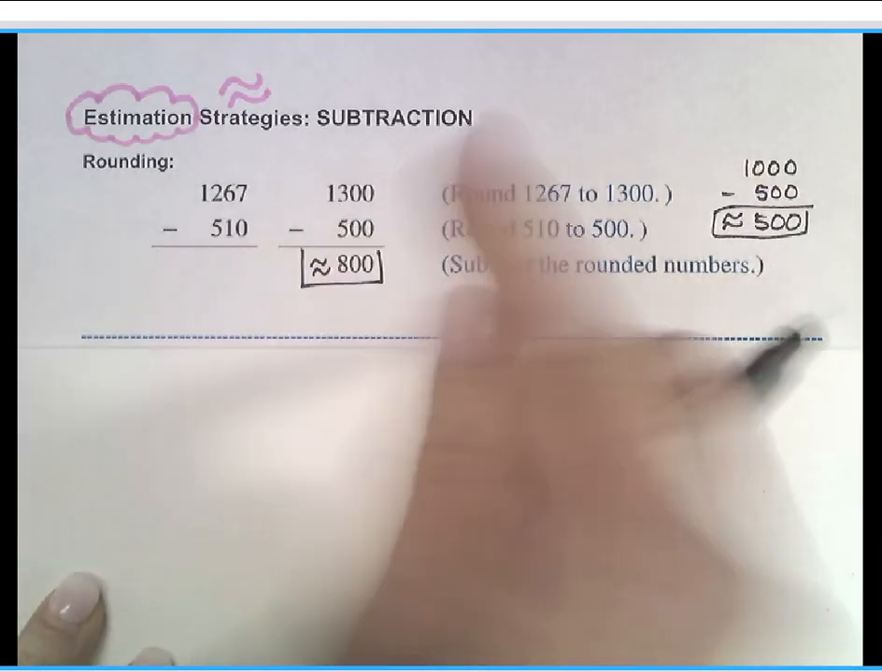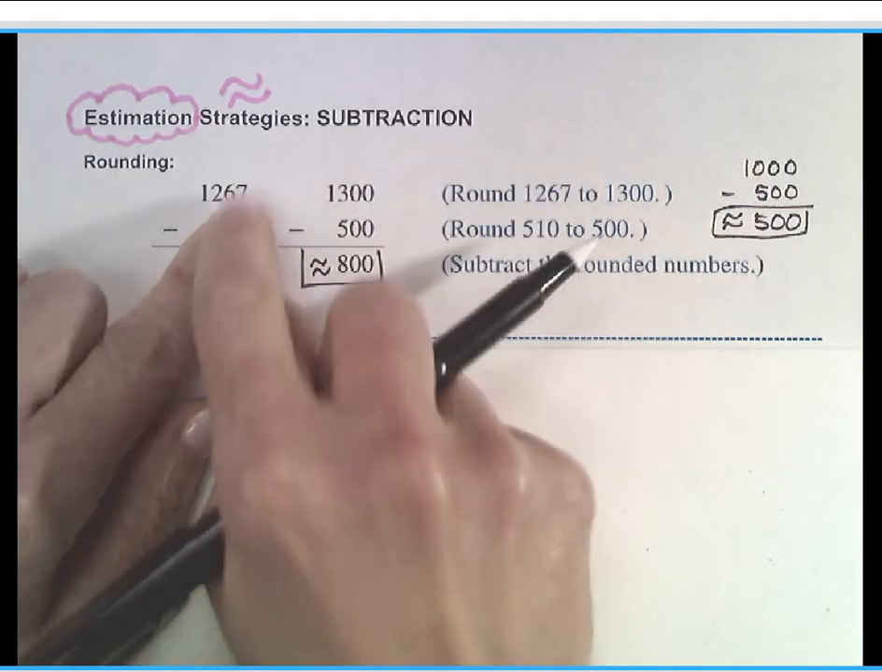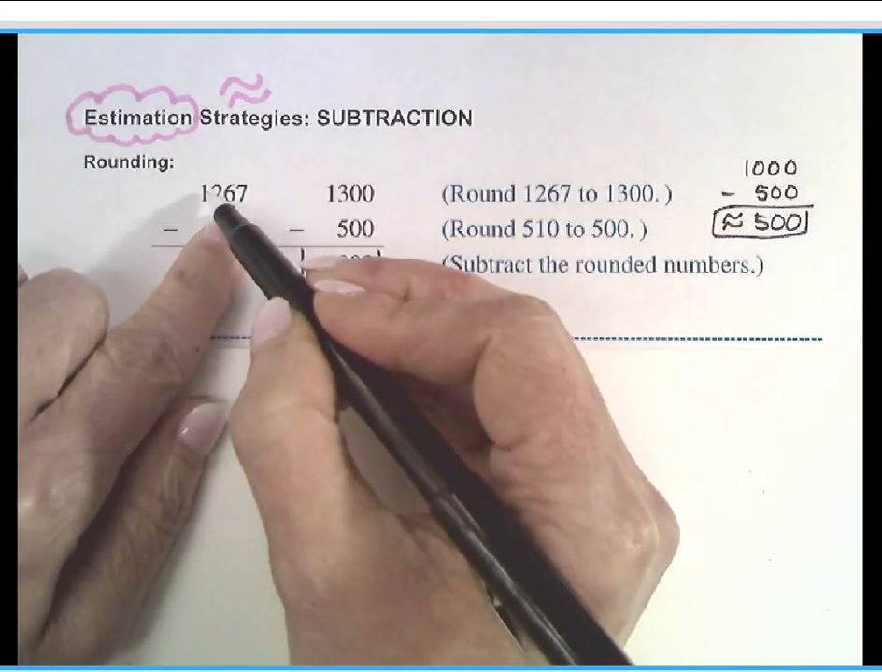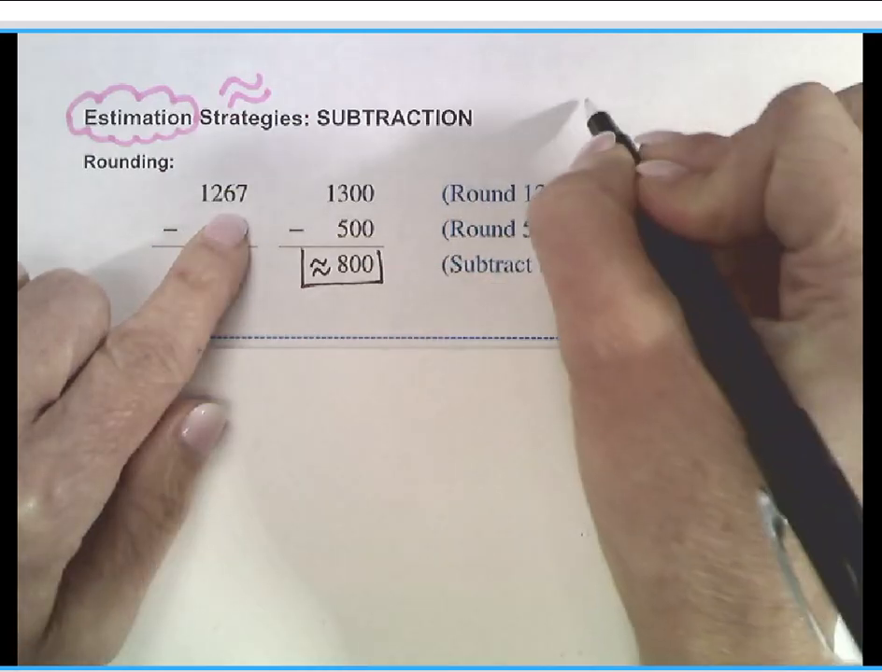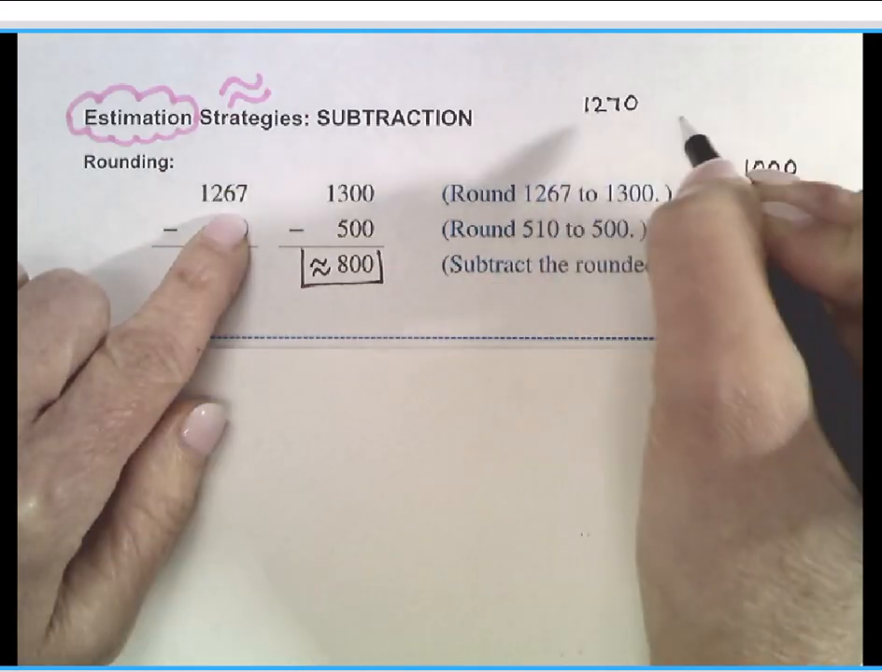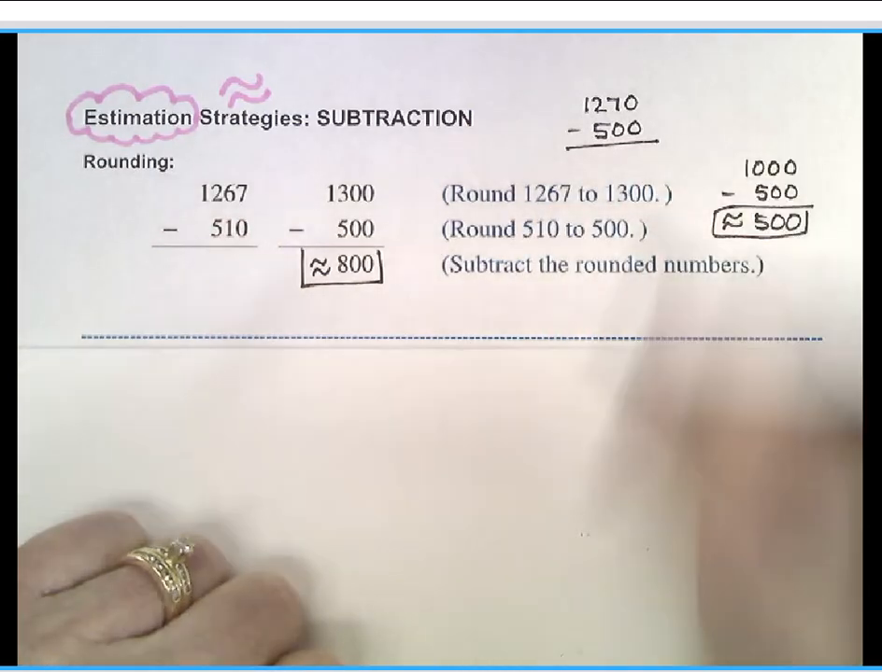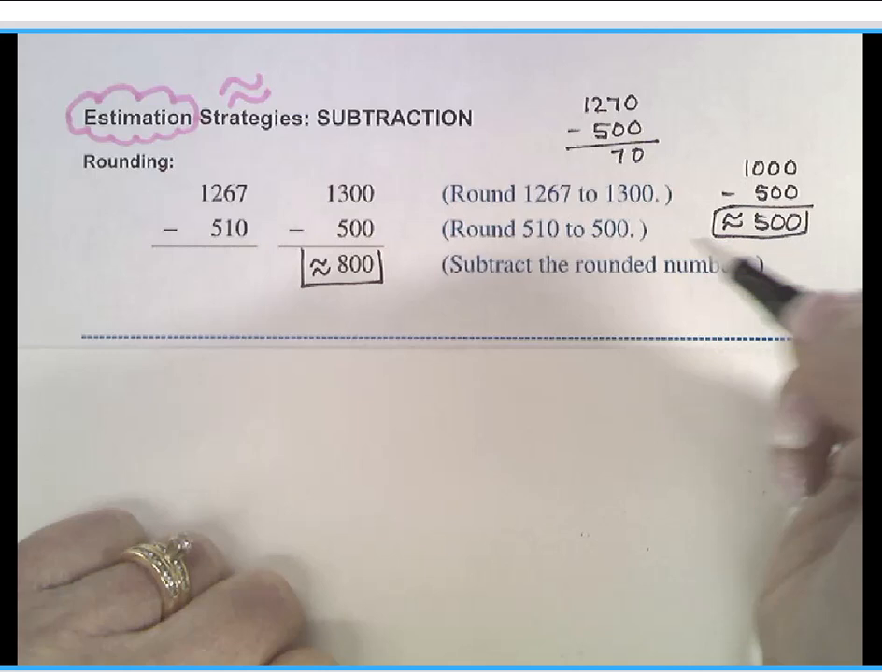And you could have also rounded to the nearest 10. What if we round this to the nearest 10? If we said, is it closer to 1260 or is it closer to 1270? Well, it's actually closer to 1270. And we could have left the bottom as a 500. Do you see the problem there, though, is you have to do a little borrowing.